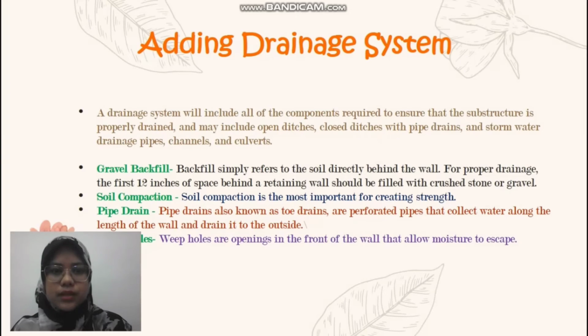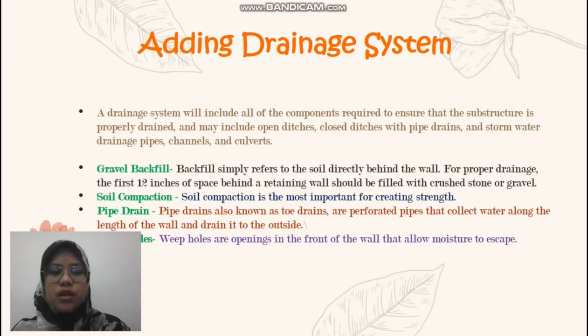Adding a drainage system. A drainage system will include all of the components required to ensure that the substructure is properly drained, and may include open ditches, closed ditches with spike drains and stopwater, drainage pipes, channels and culverts. We have four components. The first is gravel backfill, which simply refers to the soil directly behind the wall. For proper drainage, the first 12 inches of space behind a retaining wall should be filled with crushed stone or gravel. Second, soil compaction is the most important for creating strength.